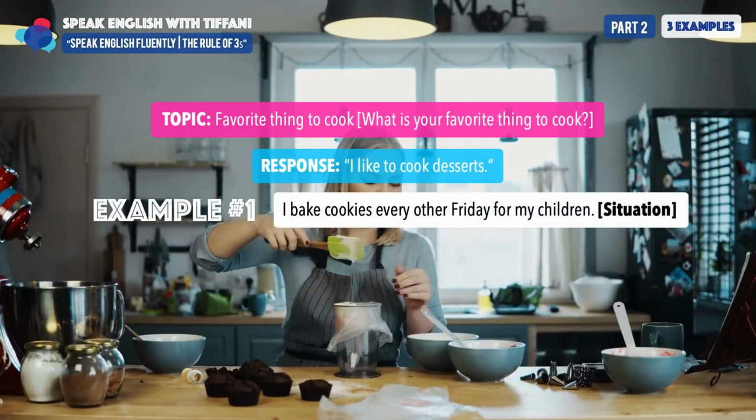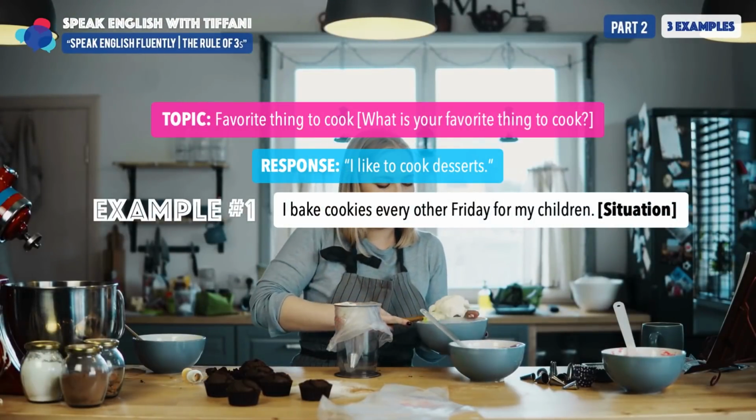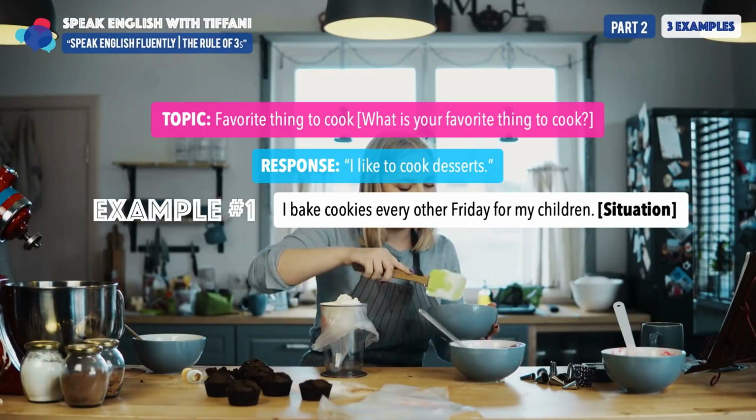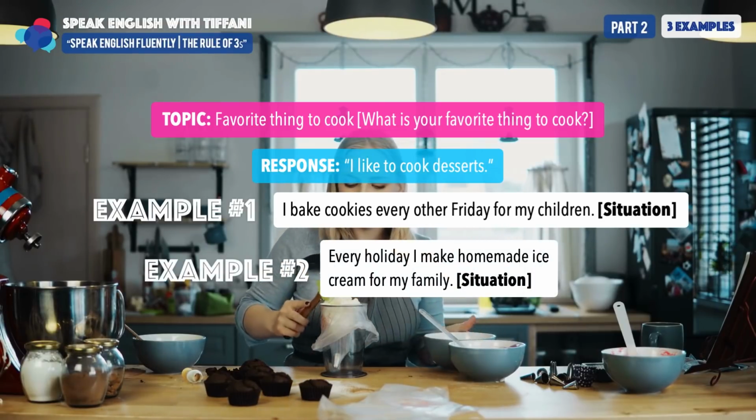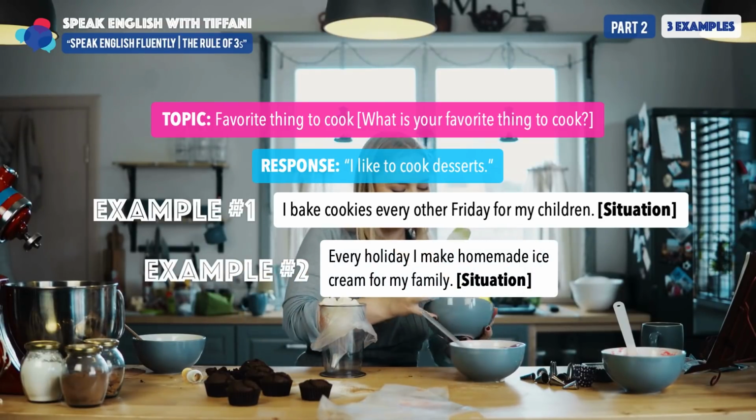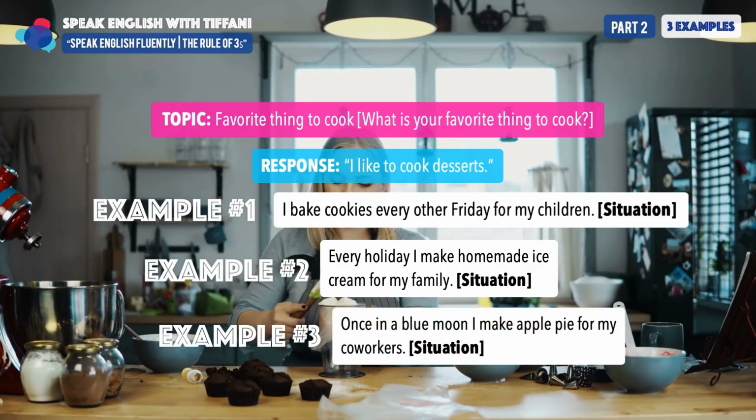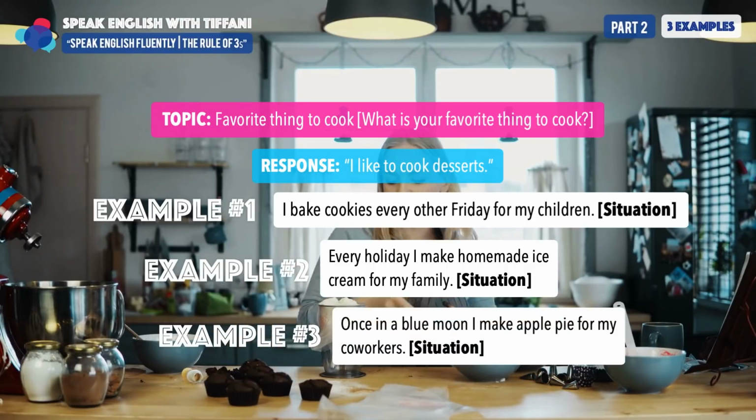We want an advanced English response. We want a fluent English response using 3 examples. So let's see what happens. Here we go. Example number 1, I bake cookies every other Friday for my children. A real life example. Second, every holiday I make homemade ice cream for my family. And third example, once in a blue moon, I make apple pie for my coworkers.